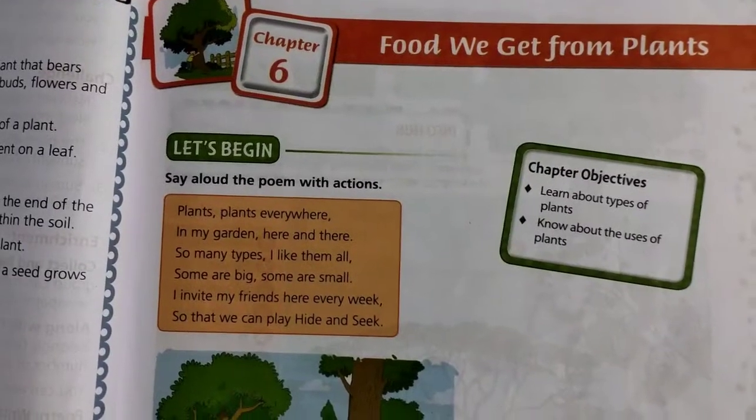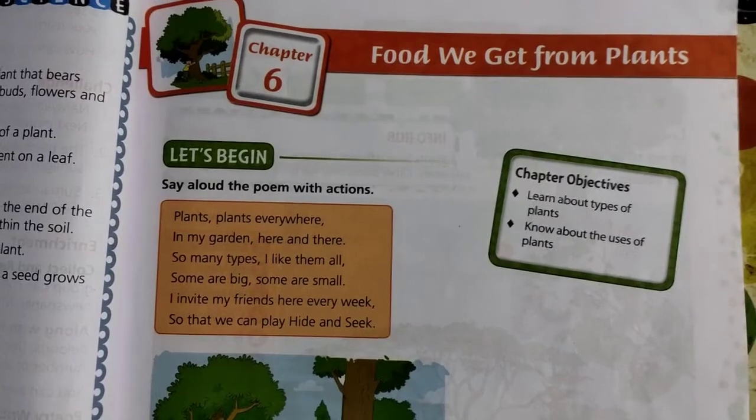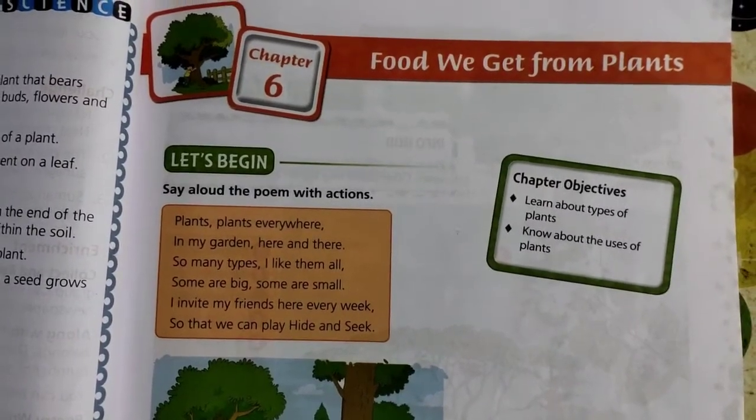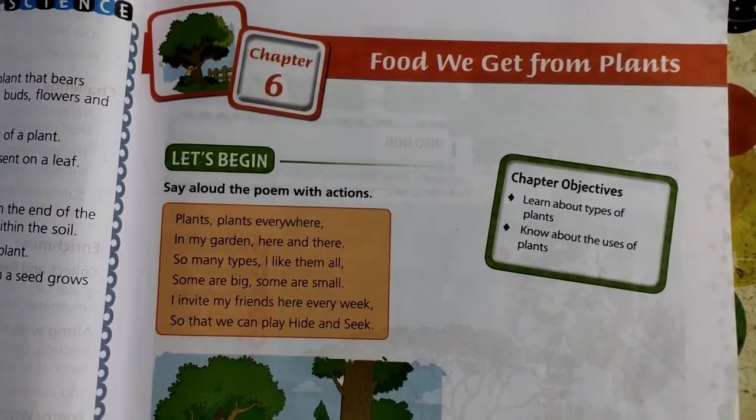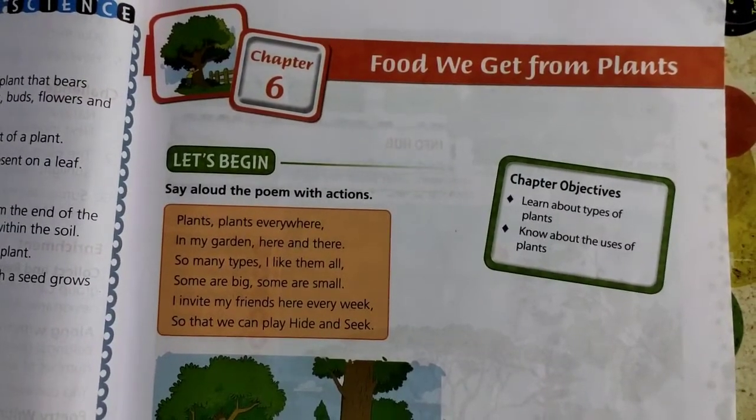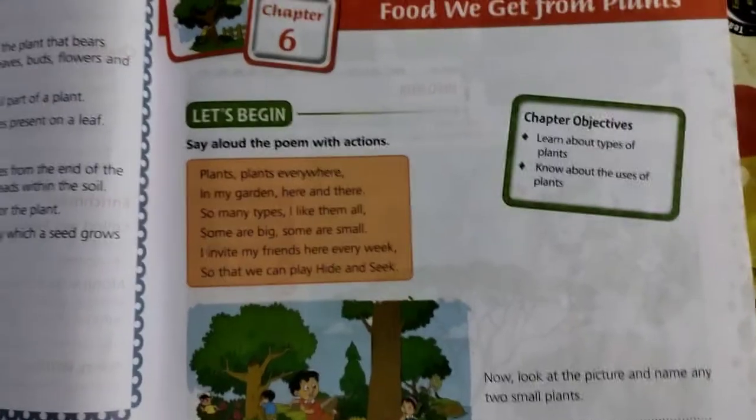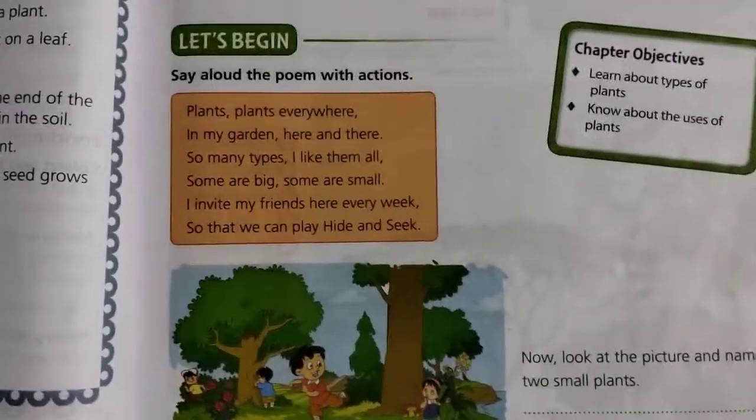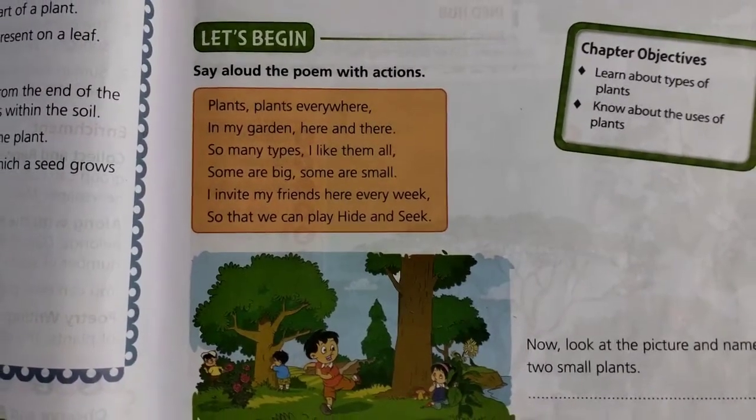Good morning students. We are back in our science class and today we will learn chapter 6, that is food we get from plants. In this chapter, students, we will come to understand what foods we usually get from plants. You see here in the book there is a poem given about the plants. I will read out this poem for you.